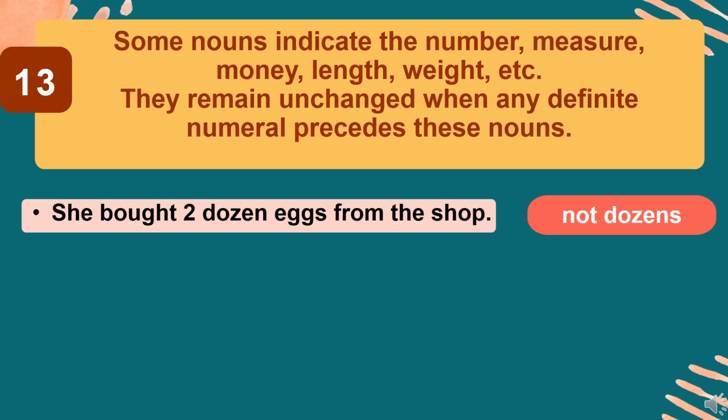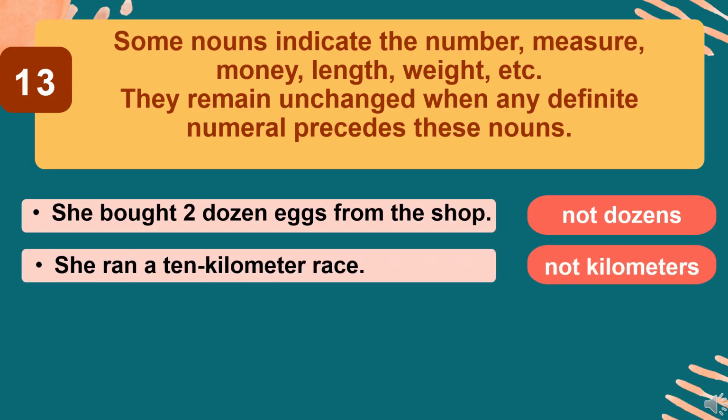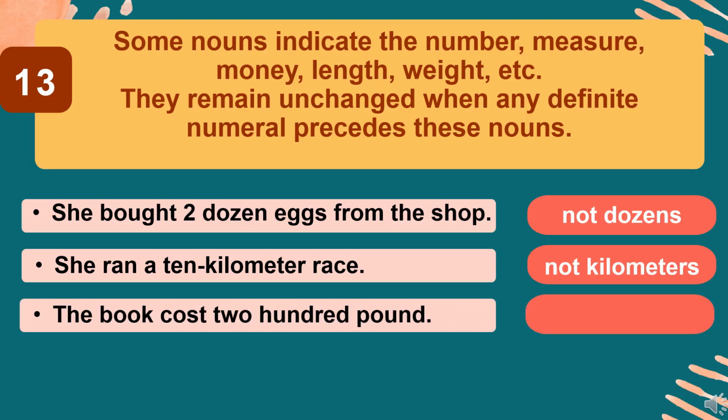2 dozens eggs, incorrect. She ran a 10-kilometer race. 10 kilometers race, incorrect. The book cost £200. 200 pounds, incorrect. Remember, the numeral itself, 2, 10, 100, makes the quantity clear, so the following noun of measure does not need to be pluralized. We say a 5-year-old child, not a 5 years old child.